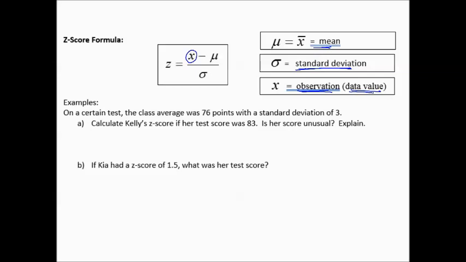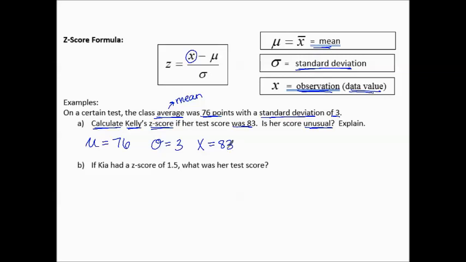So these first examples say, on a certain test, the class average, again, average is another word for mean, was 76 points with a standard deviation of 3. So let's calculate Kelly. Kelly's a specific student in the class. Her z-score, if her test score was an 83. And then the second part says, is her score unusual? Let's go ahead and fill in some of this information. So I know now that the mean of the test was 76. I have a standard deviation of 3. And then her specific test score, or this observation, x, is equal to 83.